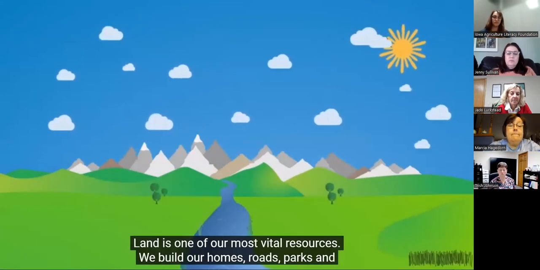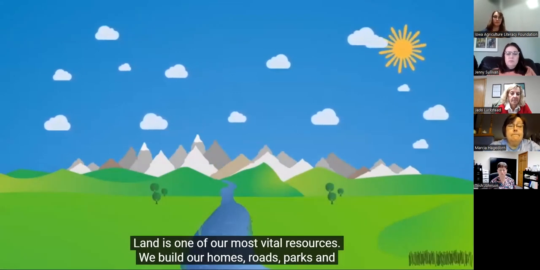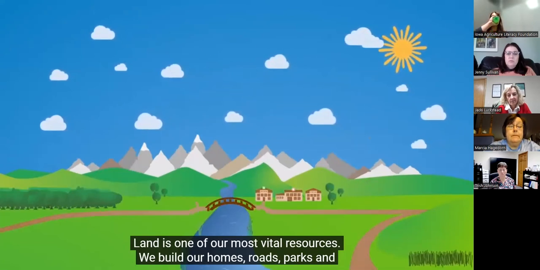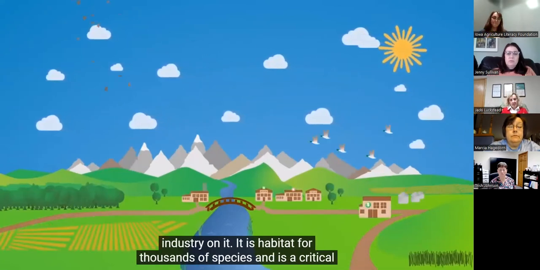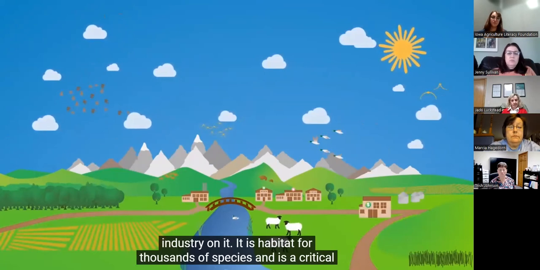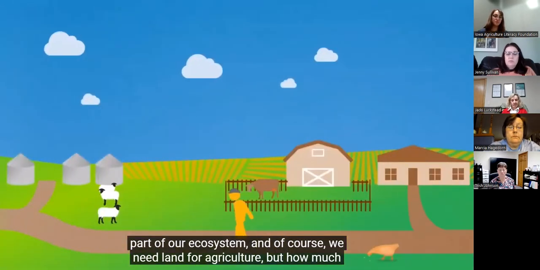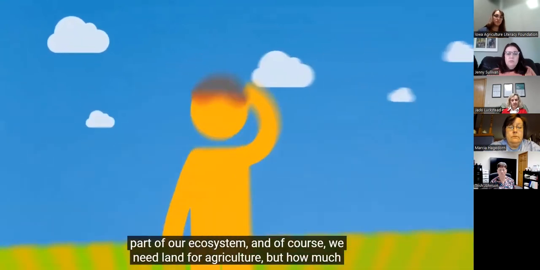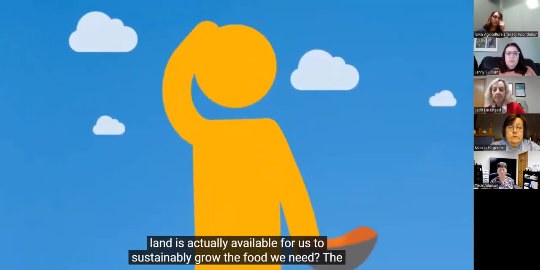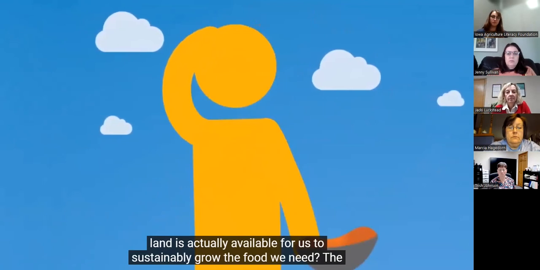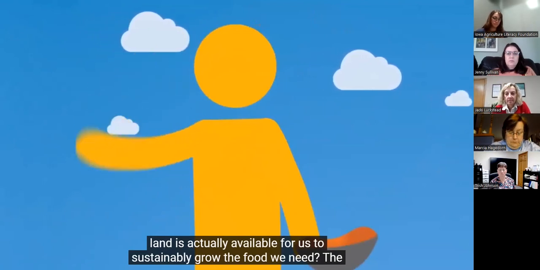Land is one of our most vital resources. We build our homes, roads, parks, and industry on it. It is habitat for thousands of species and is a critical part of our ecosystem. And of course, we need land for agriculture. But how much land is actually available for us to sustainably grow the food we need?